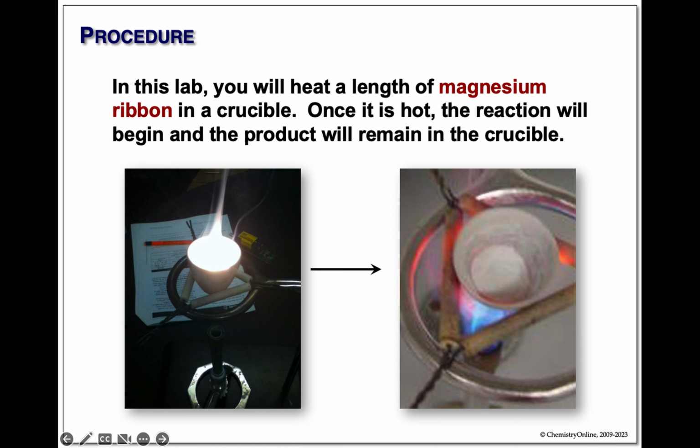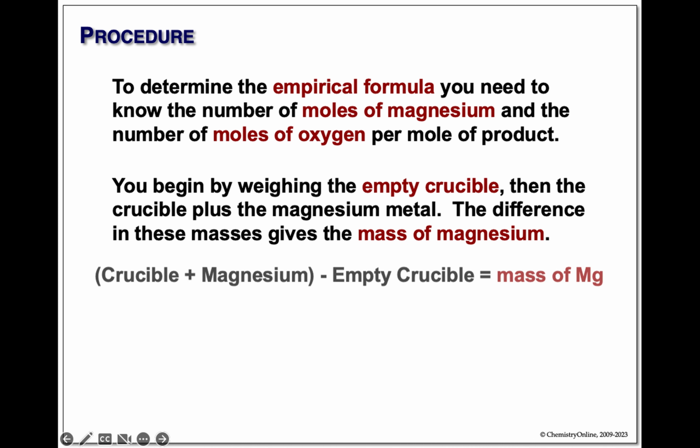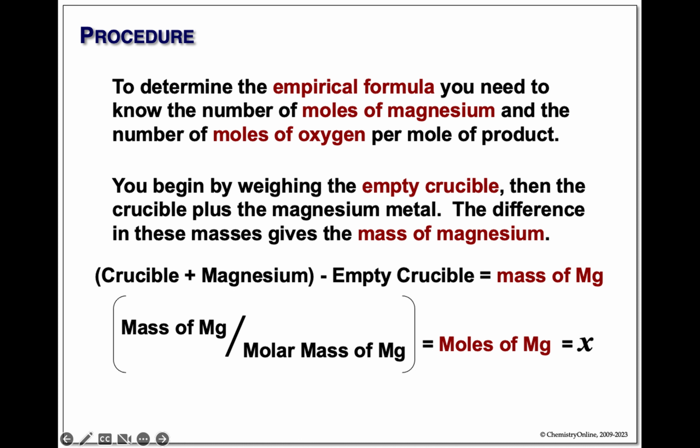So to determine the empirical formula, we need to know moles of magnesium and moles of oxygen, so we get our mole ratio. We're going to weigh the empty crucible. We're going to add the magnesium, subtract the two weights, and get the mass of magnesium. Once we have the mass, we can convert this to moles simply by dividing by the molar mass. Mass over molar mass is moles.